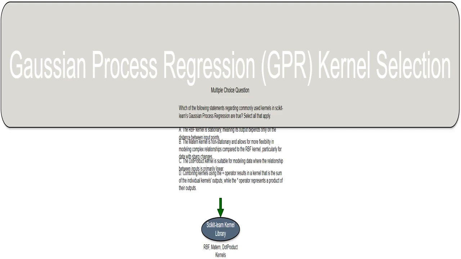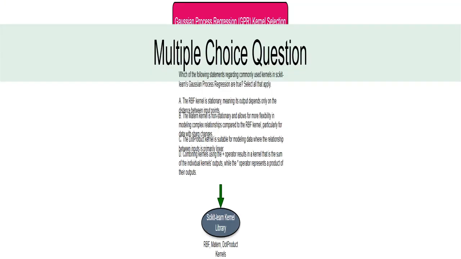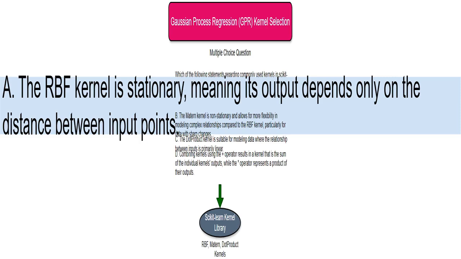I'm selecting kernels for Gaussian process regression, a machine learning method that predicts continuous values. I'm using scikit-learn, a popular Python library. I'm answering a multiple-choice question about Gaussian process kernels. The radial basis function, RBF, kernel is a popular choice because its prediction for a new point only depends on how far that point is from existing data points. Think of it like this: the closer a new point is to existing points, the more its prediction relies on those neighbors.